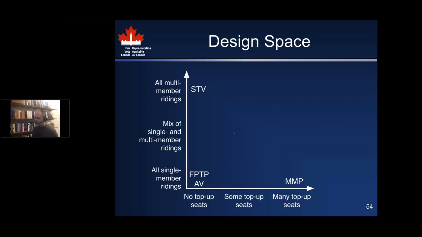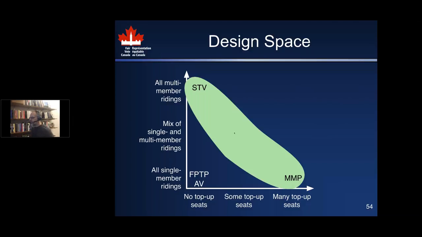Okay? And if we add some midpoints on those axes and say, well, maybe what happens if we have some top-up seats? And what happens if we have some multi-member ridings and some single-member ridings? Well, if we think of these axes not as an all or nothing, but as a continuum, then we might believe that there's a whole range of possible proportional systems that stretch from STV at one extreme to MMP at the other extreme. And it's in this middle that rural-urban proportional occupies itself. It's a mix of single and multi-member ridings, and it has some top-up seats, not as many as MMP, but it doesn't need as many as mixed-member proportional. So, how does this work in practice?